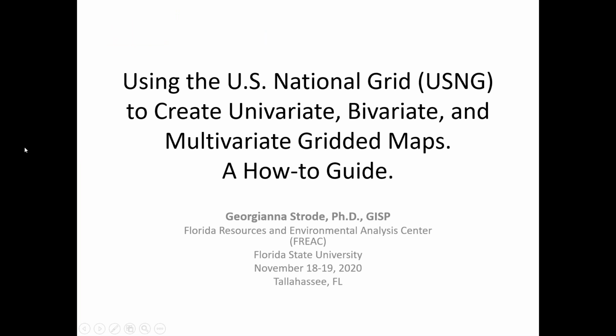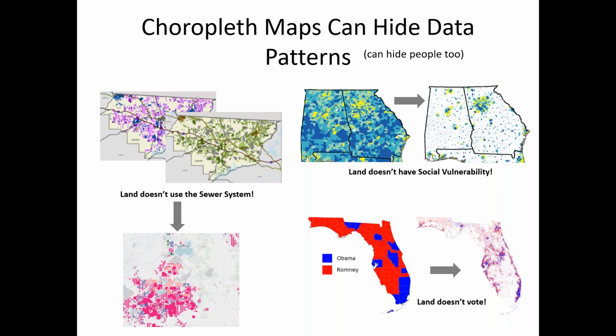First of all, I want to thank you for your interest in gridded maps, and I'd like to share with you some techniques that are based upon the US National Grid. Now, as you know, the way that we use choropleth maps forces us to look long and hard at the land area when we ought to be focusing on our map subject matter. So the gridded map can help reveal some of the hidden data patterns in your data, and it can help focus on the subject matter instead of the land area.